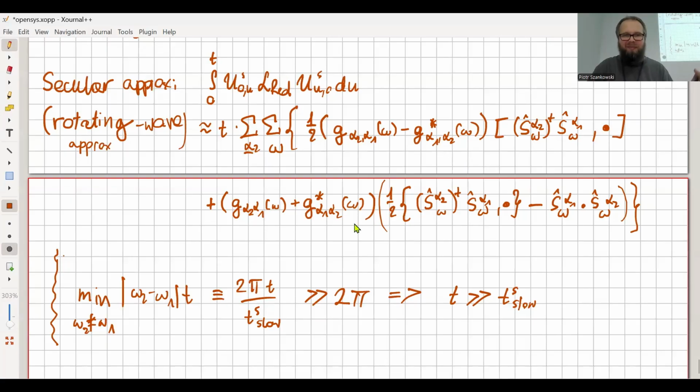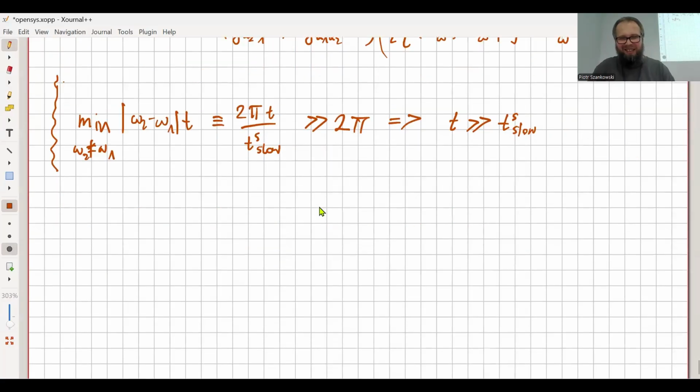However, there is something going on here that has a structure, because you see these coefficients g alpha 2, alpha 1 of omega, you can actually treat them as elements of a matrix that's block diagonal in index omega. Let me explain what I mean.